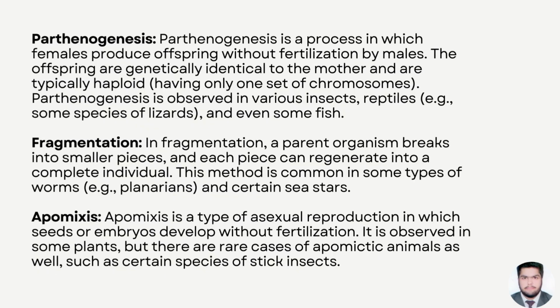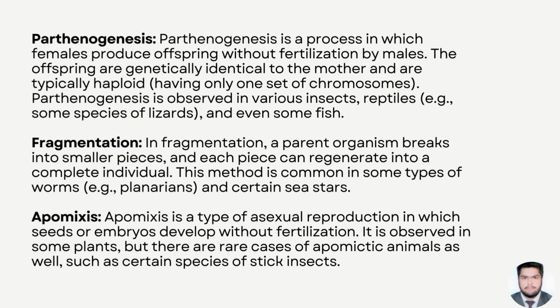Point 3, parthenogenesis. Parthenogenesis is a process in which females produce offspring without fertilization by males. The offspring are genetically identical to the mother and are typically haploid, having only one set of chromosomes. Parthenogenesis is observed in various insects, reptiles, for example some species of lizards, and even some fish.